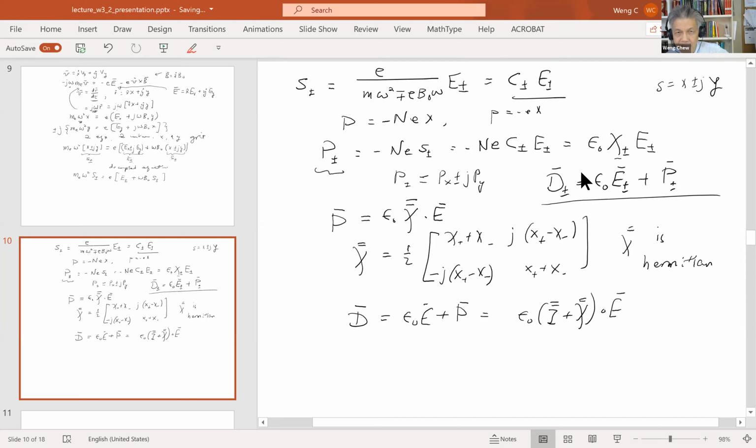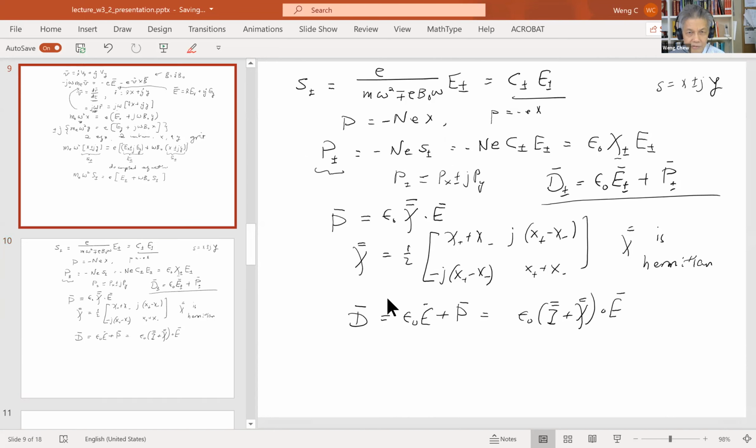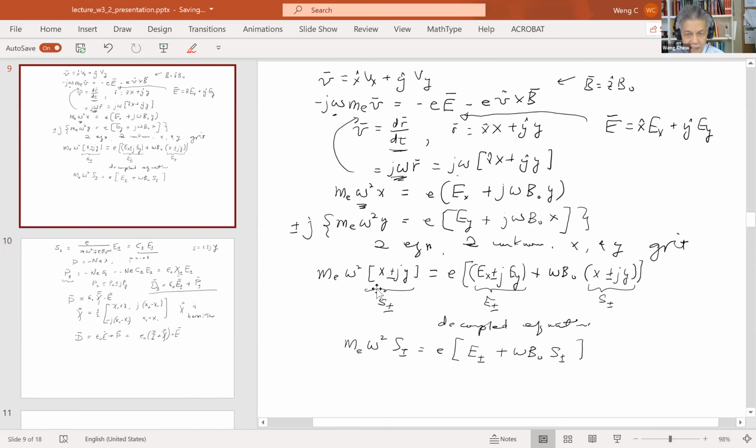And then you can also think that, well, I can always go back and forth between the rotating wave representation to the Cartesian coordinate representation because there is a connection between them. And that connection is rather simple. For the S, it's just that. For the E, it's just that. For the P, it's just that. Okay, you can go back and forth.